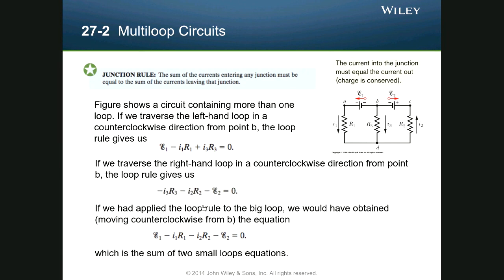And if we apply the loop to the big one, where does it want to start? Starting at point B, you'll notice we get to EMF 1, and we have that here. We go from negative to positive, then down, minus I1 R1, we have that term here. Then as we go down across the loop, again, we're going with the current, so that's minus I2 R2, which is right here. And then again, we go from positive to negative in this battery to get back to B, so that's minus squiggle 2.